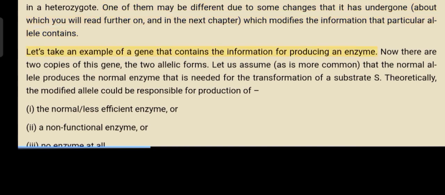Let's take an example of a gene that contains the information for producing an enzyme. Now there are two copies of this gene, the two allelic forms.